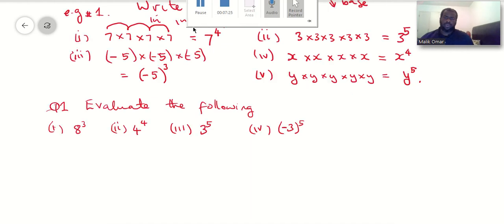Right, this is question number 1. They say evaluate these: 1, 2, 3, and 4. So pause the video and try them for yourself, and then I will do them, and then we can compare if we get the same answer.